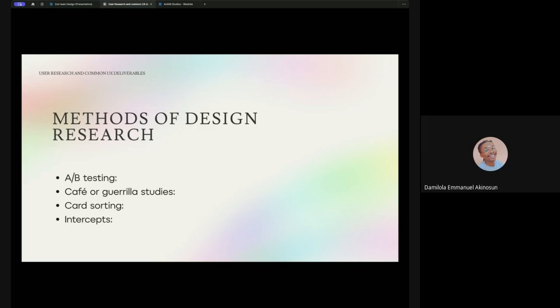So basically, people also use this to categorize their design when they're doing research, so that they can make more informed decisions. Right, that's how that works. And then there's something called intercepts.